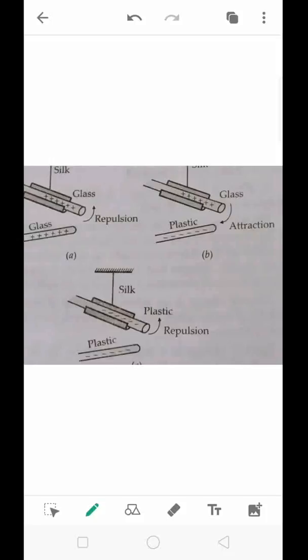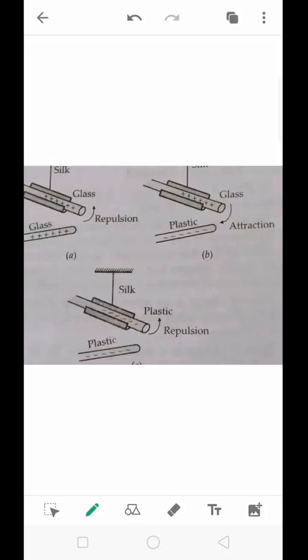In the first case, rub a glass rod with the silk and suspend it from a rigid support by means of a silk thread. Bring another similarly charged rod near it, that means another similarly charged glass rod. We observed that both rods repelled each other. That means the charge present on the first glass rod and the charge on the second glass rod are the same, and same charges repel each other. This is case 1.